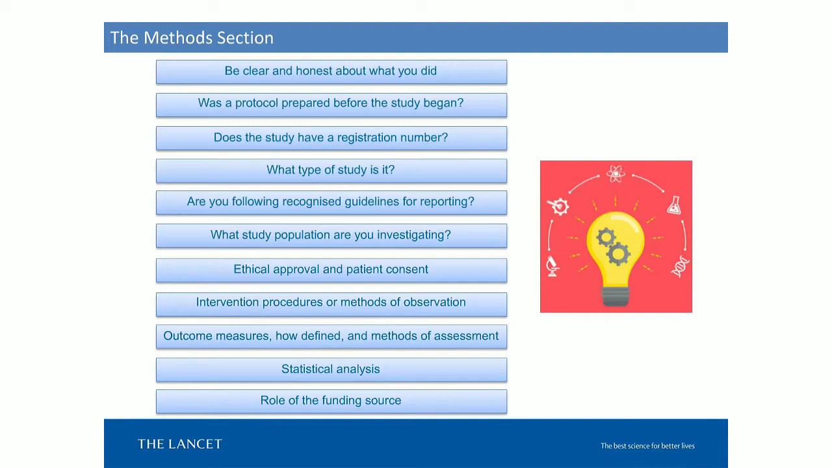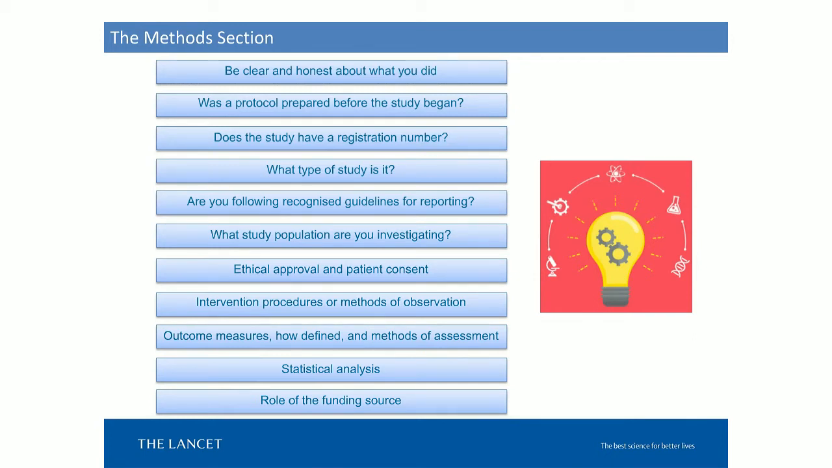What study population are you investigating? This is absolute baseline information. It's pretty easy to describe the study population if you're talking about people or patients. But even serum samples taken out of your freezer, that is your study population, and you need to describe those. You need to give details of how they came to be in your freezer in the first place and what their characteristics are. Did your study receive ethical approval? Do you have patient consent? If you don't, then why not?